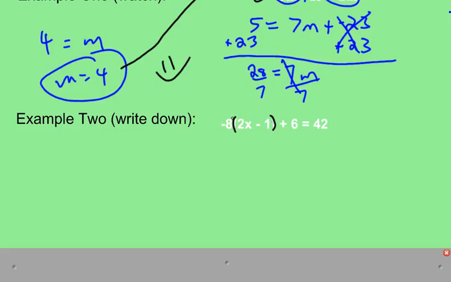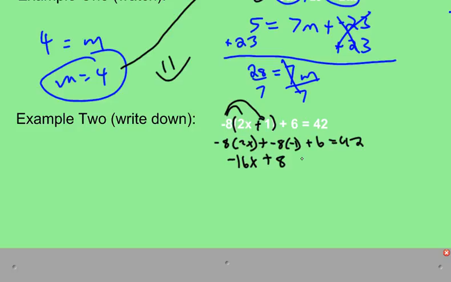So it's negative 8 times all of that. Distribute the negative 8 to each of those parts. I change it to plus and negative. So we have negative 8 times 2x plus negative 8 times negative 1 plus 6 equals 42. Now to simplify this, we have negative 16x plus positive 8 plus 6 equals 42.